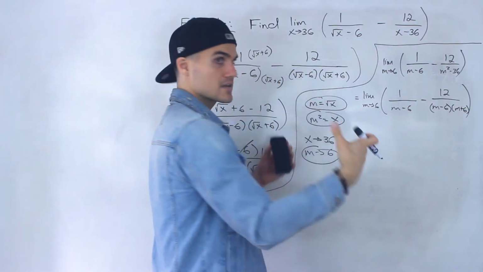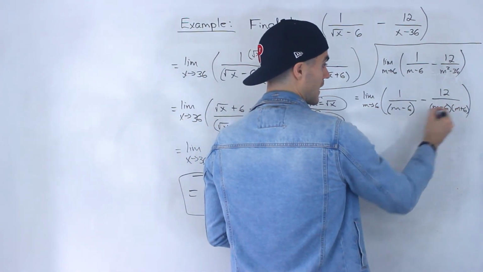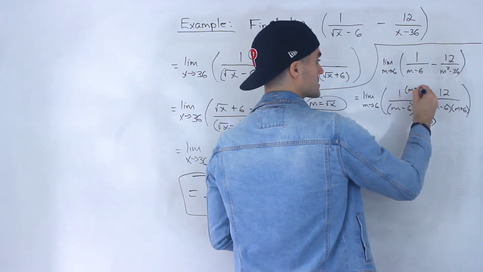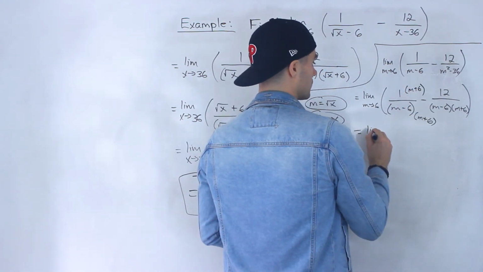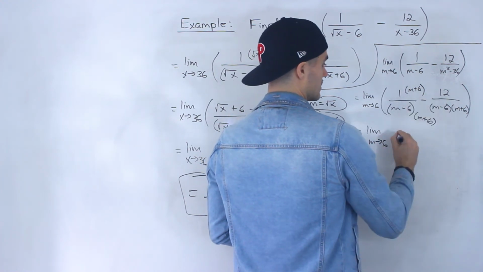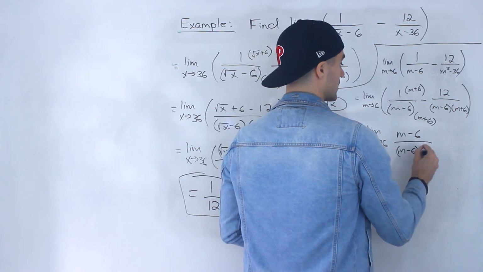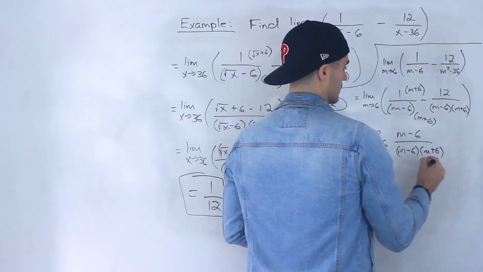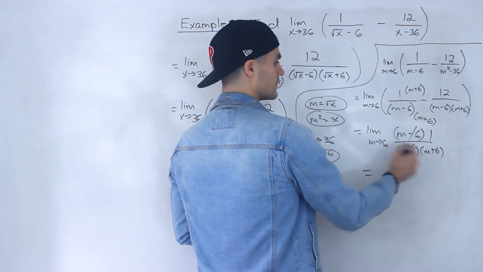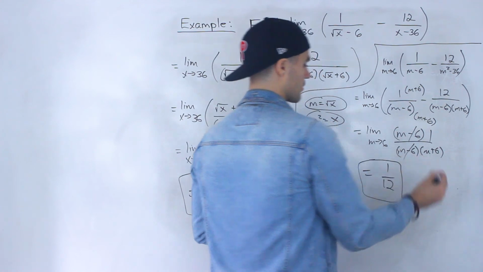And then the same process. Combine them into one fraction, so a common denominator is going to be these two factors multiplied. Got to multiply this by m plus 6, multiply the top by m plus 6. So we'd end up with the limit as m approaches 6 of m minus 6 over m minus 6, m plus 6. These cancel out. We're left with a 1 up top. Now we can do a direct substitution. We end up with 1 over 12.